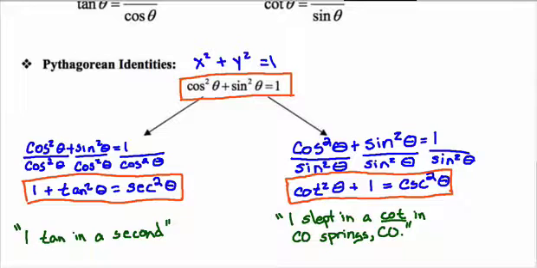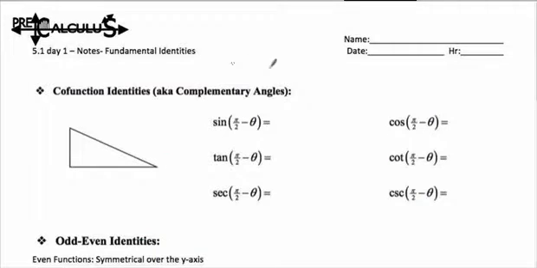All right, let's flip over to the back here. Okay, cofunction identities, aka complementary angles. So let's look at this. If I have this triangle here, and this is going to be a right triangle, we're going to call this side A, this side B, and this side C. And I'm going to call this angle theta.